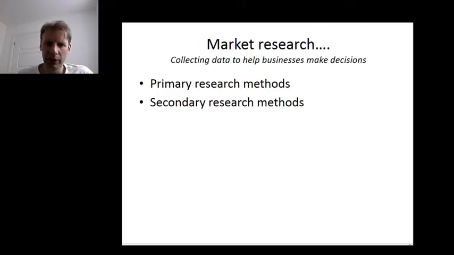So first of all, market research. So this is about identifying what customers want, and so the definition is collecting data to help businesses make decisions. You should know before you start your key piece of work that primary research is gathering data firsthand and then using that data to make decisions. So primary research methods include things like questionnaires, focus groups, interviews, and so on. So make sure you know the advantages and disadvantages of those primary methods.